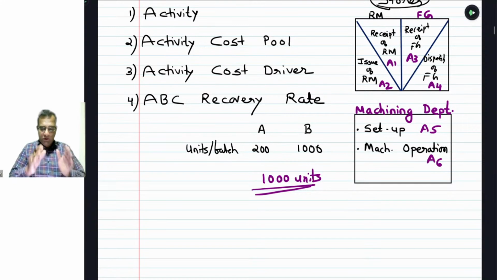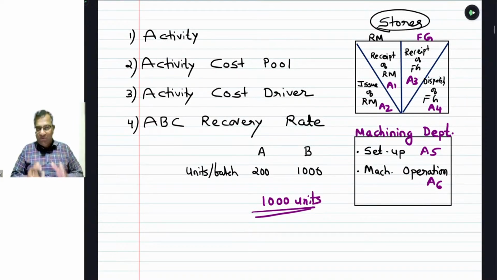So therefore, the total cost of the setup will be bifurcated between A and B in the ratio of 5 setups and 1 setup. This is the benefit of bifurcating the overhead factory wise, then department wise, and then maybe function wise, so that we can track minute overhead and the overhead can be recovered logically from the product.